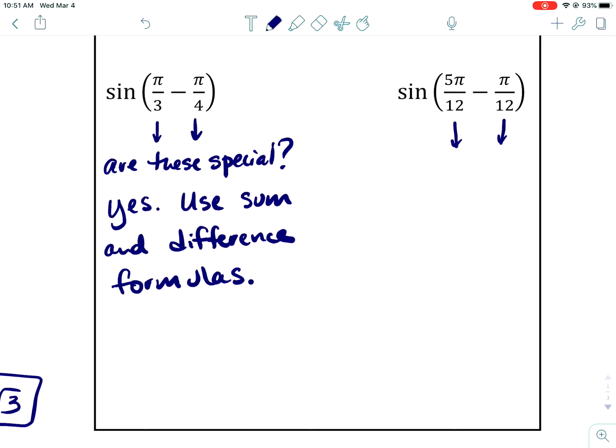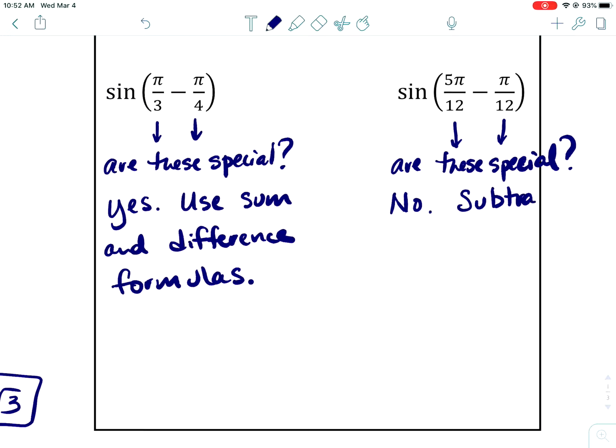Okay, so same thing on the other one. You look at these angles that you're subtracting. You ask yourself, are these special? What do y'all think? No. If it's reduced, and those are both reduced, and the denominator's 12, it is not special. So then you're going to go ahead and subtract. So that's going to be sine. What do you get when you subtract those? Yeah, originally we get 4 pi over 12, and then like he said, that's just pi over 3.